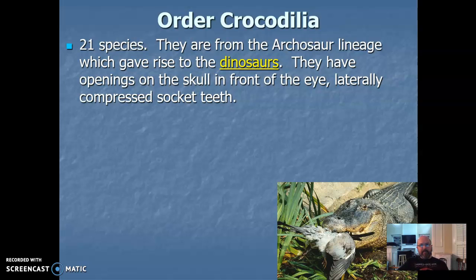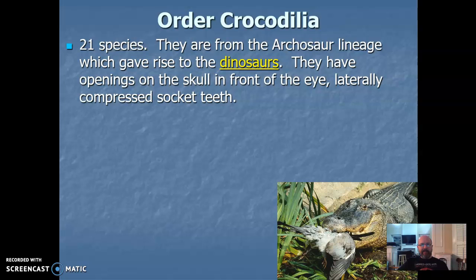They come from the same Archosaur lineage, which you remember was that branch of reptiles that is the same group that gave rise to the dinosaurs. They have openings on the skull in front of the eye. I've got a sample skull, but unfortunately, I don't have one to show you here. All my stuff is at school. They have this extra opening in front of the eye that defines part of the group.